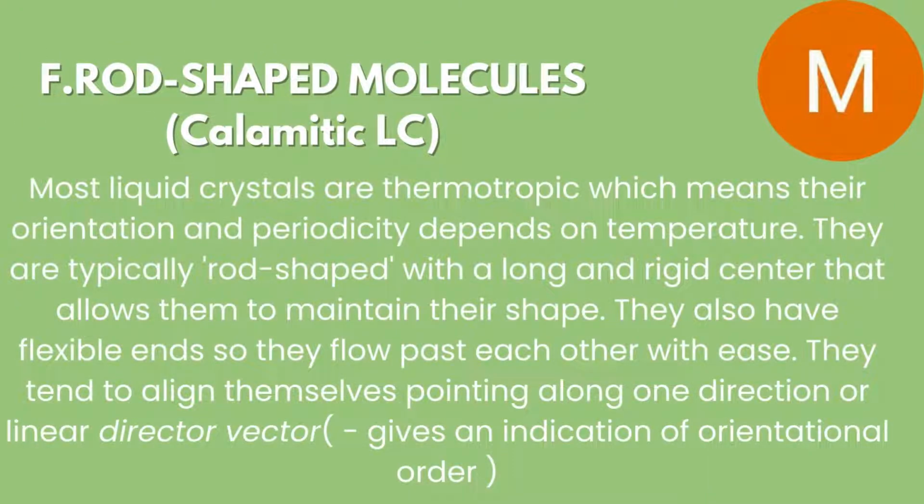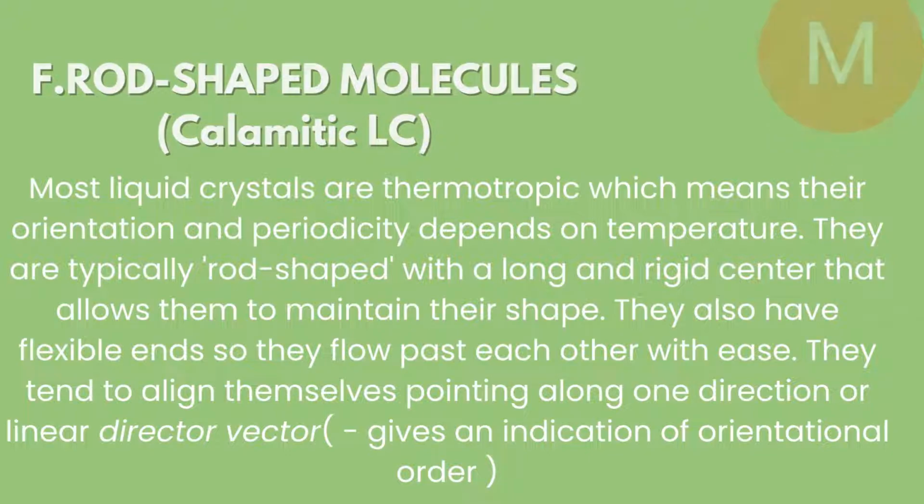In this section, we will be focusing on rod-shaped molecules or calamitic liquid crystals. Most liquid crystals are thermotropic, which means their orientation and periodicity depend on temperature. They are typically rod-shaped with a long and rigid center that allows them to maintain their shape. They also have flexible ends, so they flow past each other with ease. They tend to align themselves pointing along one direction or linear director vector. A director vector gives an indication of orientational order in liquid crystals.